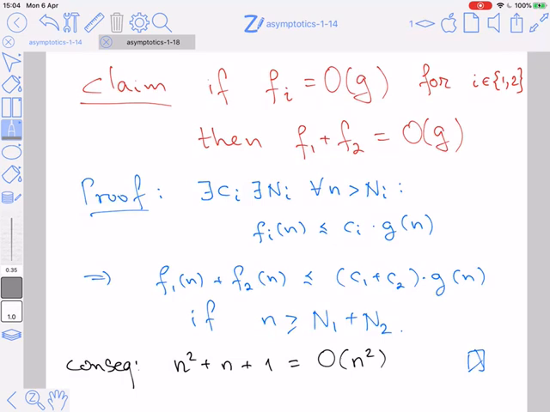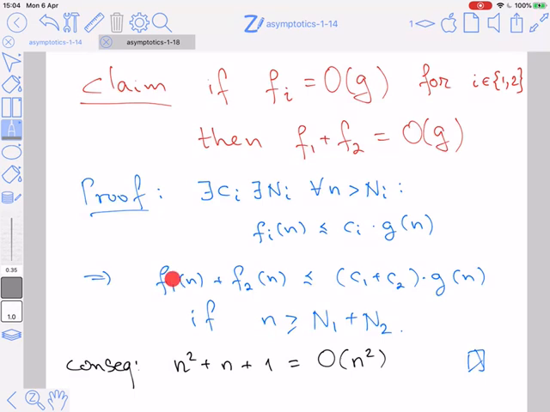Okay. Let's see the following situation. I have two functions, f1 and f2. Both of them are big O of g. And now I take their sum, f1 plus f2. Then I claim that f1 plus f2 is big O of g. Let's see why. Because fi is big O of g, I know that there exist constants ci and ni such that for every n greater than ni, fi of n is less than or equal to ci times g of n. This is exactly the statement.